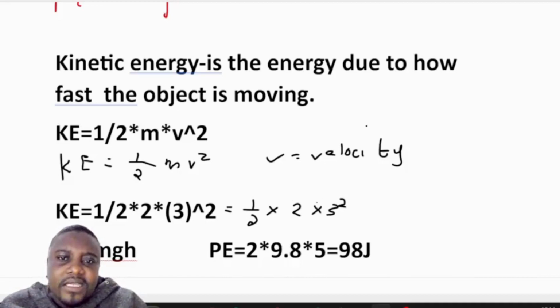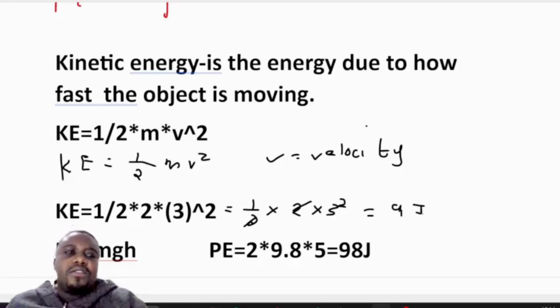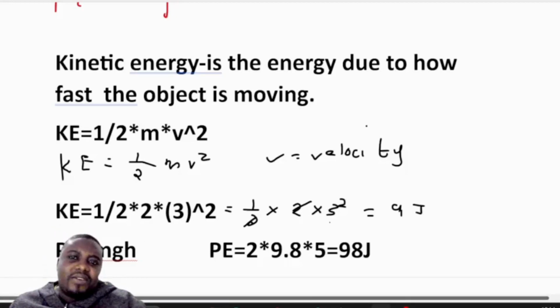So you will see that the 2 here, you can cancel it with this one. You're going to remain with 1, which your answer is going to be 3 squared, which is 9 joules. So the kinetic energy at A equals 9.